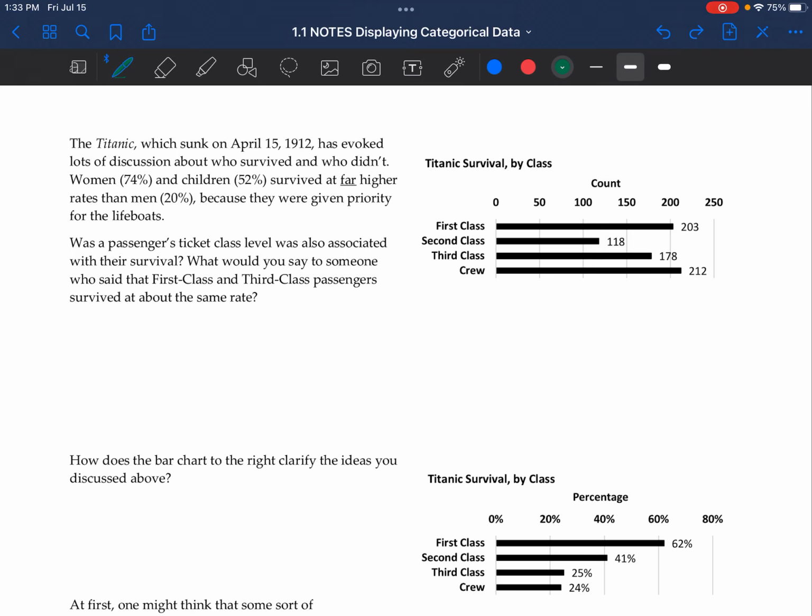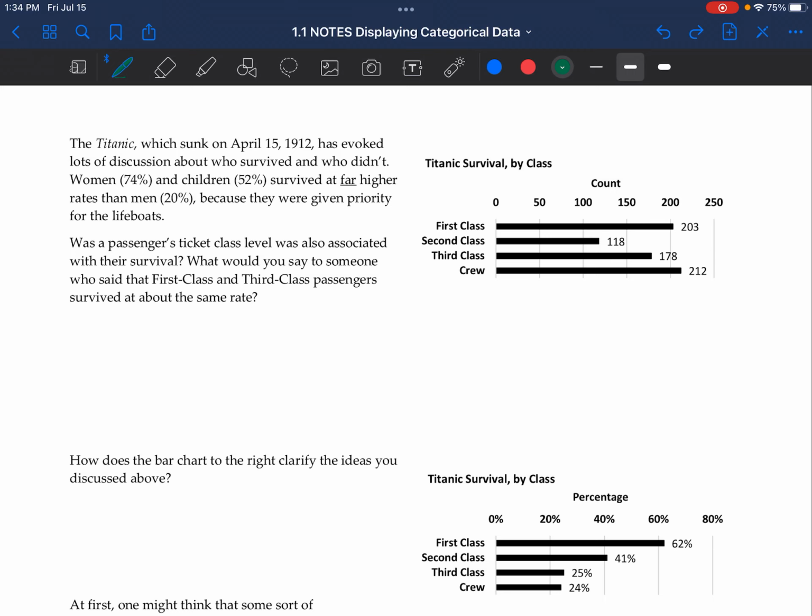You can see the percentages there about how men did or did not survive at certain rates. What I want to look at now is whether the class that they were in, where they were on the boat, affected their survival rates here. So first class, second class, third class, and crew members, you can see that there are 4 groups, and they have over here the number of people who survived. What would you say to someone who said that first class and third class passengers survived at about the same rate? What would you say to that person?